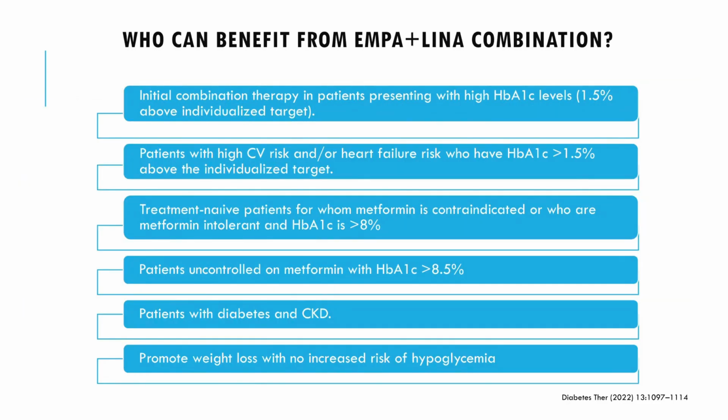Okay. So which are the patients who can benefit from an EMPALINA or DPP4 SGLT2 combination? Patients with high HbA1c, patients with history of cardiovascular disease or heart failure, treatment naive patients in whom metformin is contraindicated, patients uncontrolled on metformin with HbA1c more than 8.5, patients with diabetes and CKD, and those who want to promote weight loss with no increased risk of hypoglycemia.